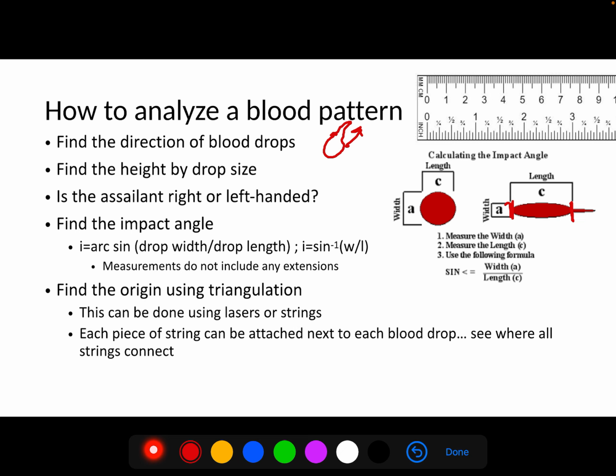And we can find the origin, that area of origin, using triangulation. So this is where I said they'll look at the direction blood drops were traveling, as well as their impact angle, and they can use lasers or strings to trace back where those blood droplets came from. And wherever all the strings connect is the origin of those blood droplets. So that might be where our victim was initially.